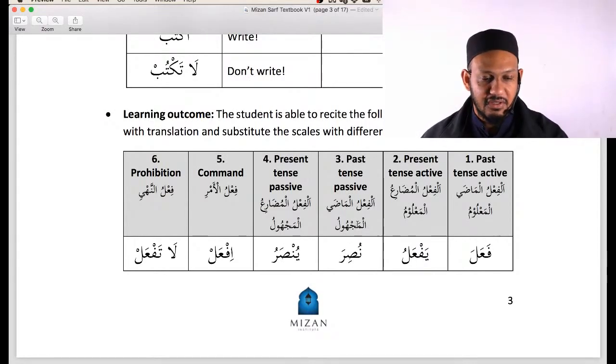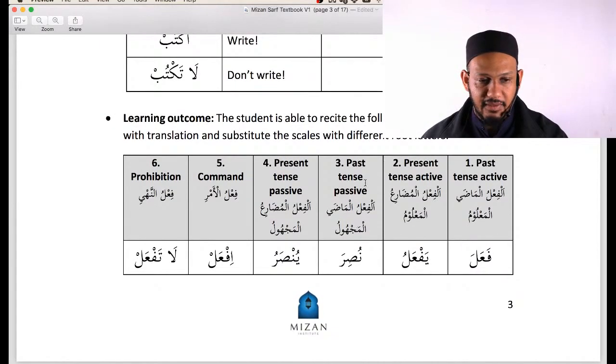Then number 3 is the past tense passive scale, which is nusira. He was helped. You must be able to say it from memory. Nusira, nusiru, nusirat, nusirna, nusirta, nusirtum, nusirti, nusirtunna, nusirtu, nusirna. And be able to substitute another word into it, like duriba. Say together. Duriba, duribu, duribat, duribna, duribta, duribtum, duribti, duribtunna, duribtu, duribna.